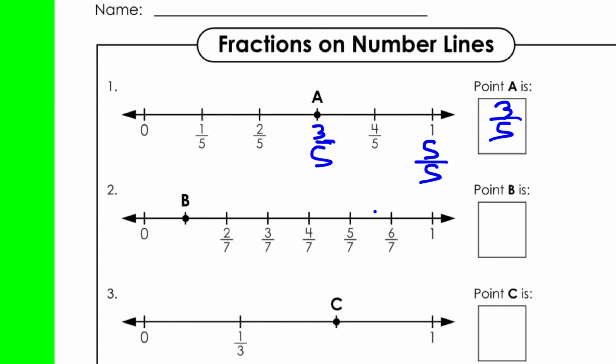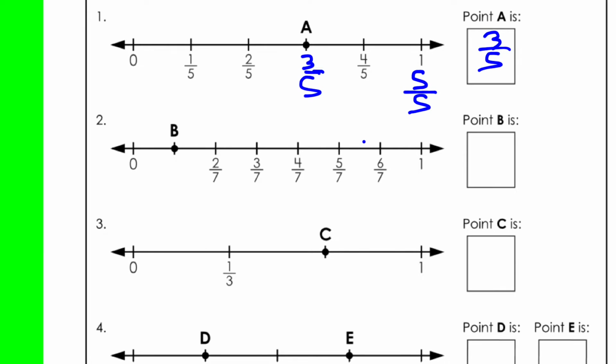We also talked about how 1 whole, if we follow the pattern, would be 5 out of 5. This next number line is divided into 7 parts, right? From 0 to 1 whole, we have 1, 2, 3, 4, 5, 6, 7. So that means the missing fraction from 0 to point B is 1 out of 7. And to keep that pattern going, when we got to 1 whole, we could also call that fraction 7/7. And the missing point in point B is 1 out of 7.